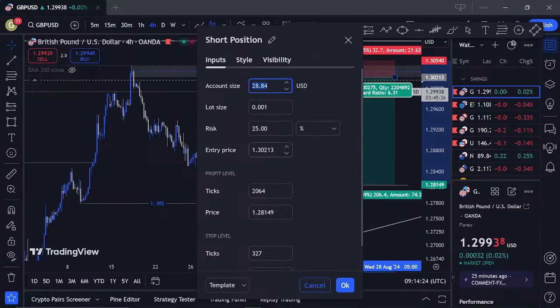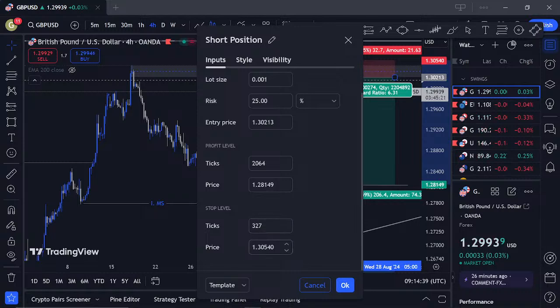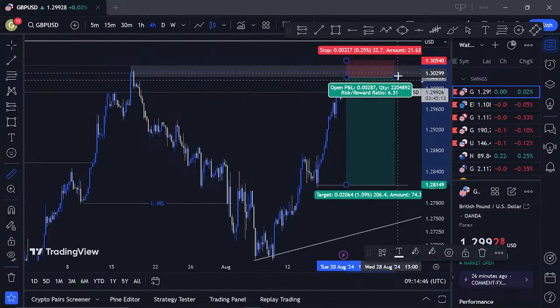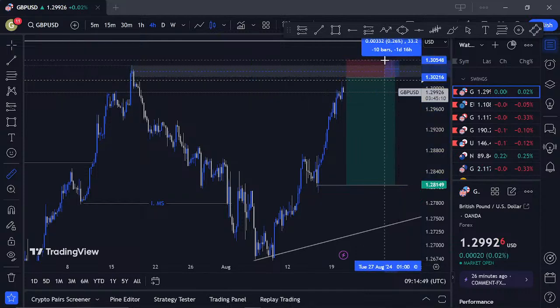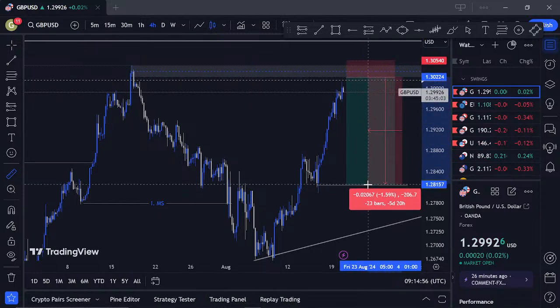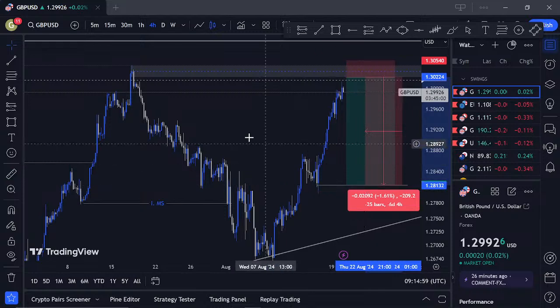So we are taking a sell entry on GBP USD at the 1.30213 level, and then take profit is actually 1.28149, and then your stop loss should be at 1.30540. So if you look at it right now, we are using a reasonable stop loss size. So we are using 33 pips for stop loss, and then our profit target is actually 213 pips. So this will actually be a swing trade.